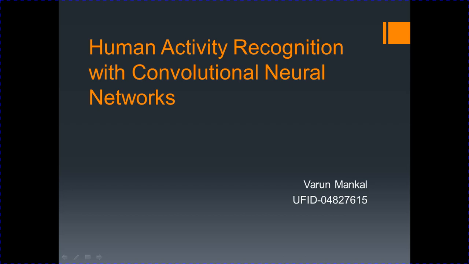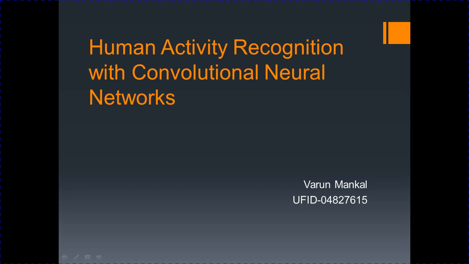So for pattern recognition course, my project is human activity recognition with convolutional neural networks. My instructor is Dr. Wu. So first of all, what is meant by human activity recognition? Human activity recognition is just the process of identifying the activities of the humans in a given picture.